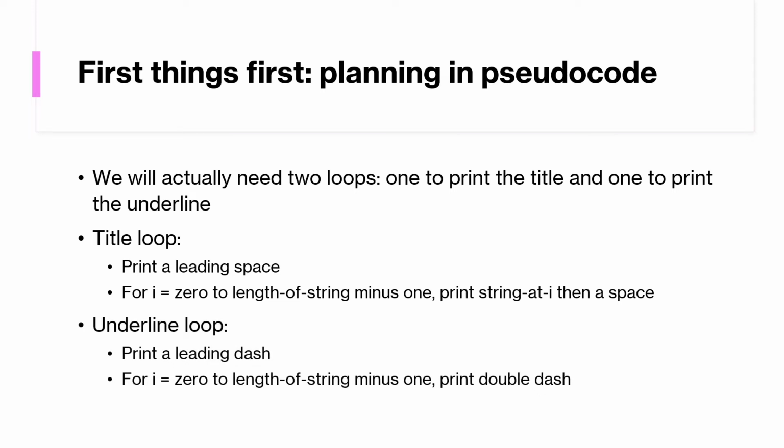And then the underline loop, we're going to have a new line, and we're going to print a leading dash to go with the leading space. And then for every character in the string, we're going to print a double dash. Okay, why a double dash? Because above it, we're going to have a character and a space, so we're going to need to put dash, dash, dash, dash.